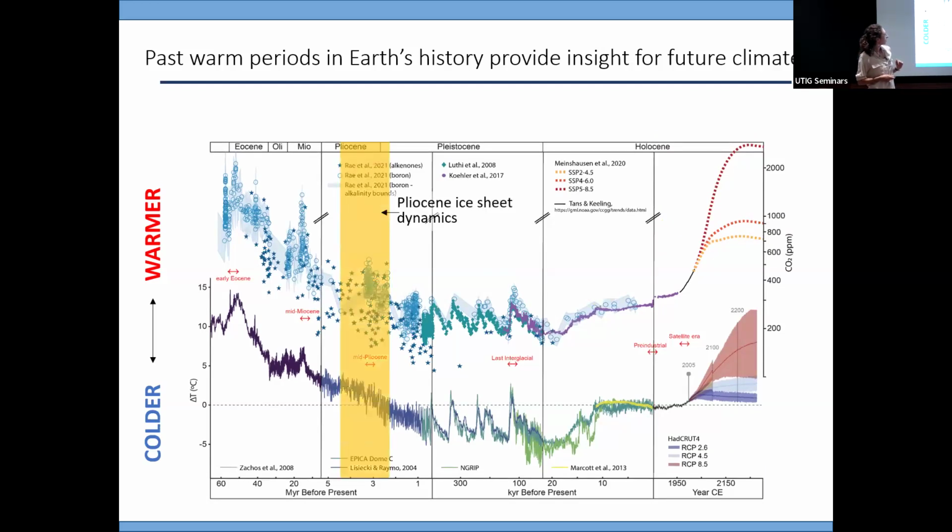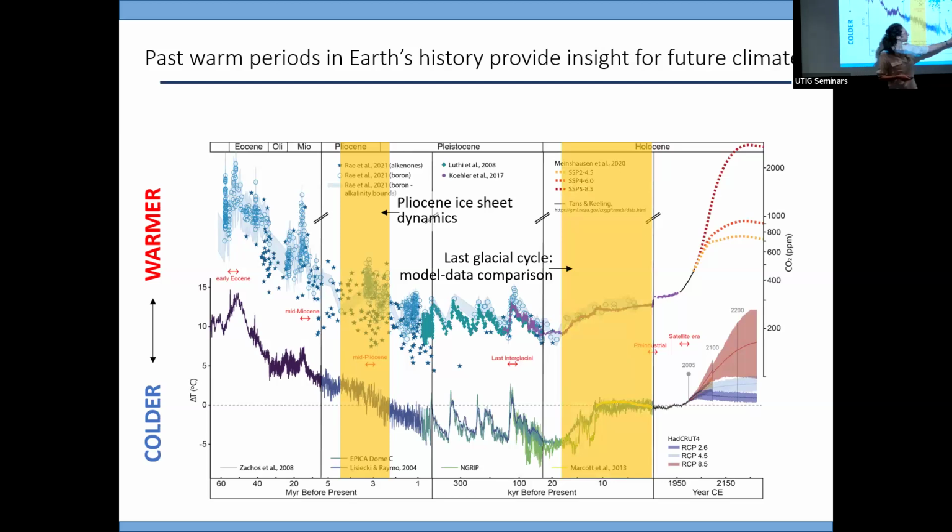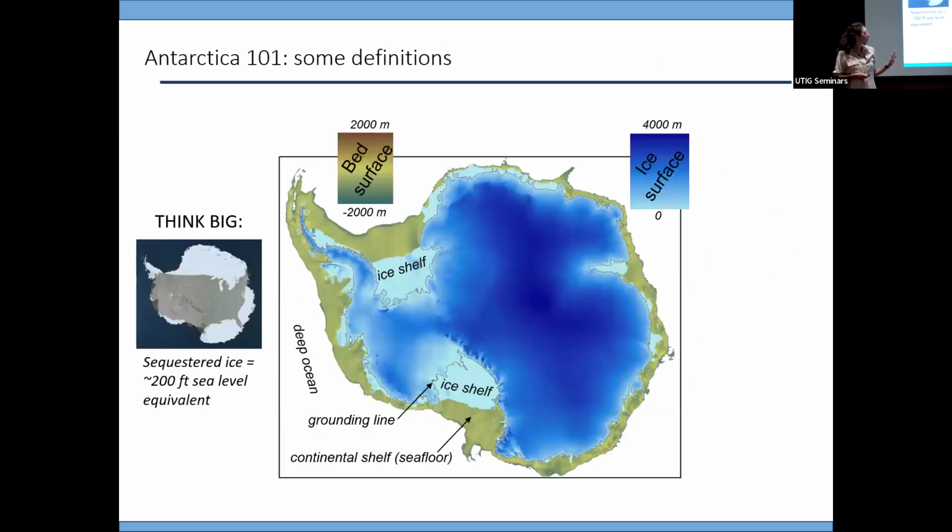So I've worked on many of these past warm periods. Today, we're mostly going to talk about the Pliocene, and then also maybe a little bit more briefly, I'm going to talk about model data comparison during the last glaciation. First, I'm going to set the stage, make sure we're all on the same page, right?